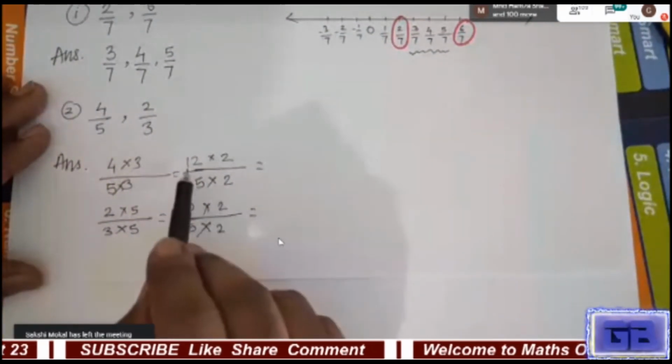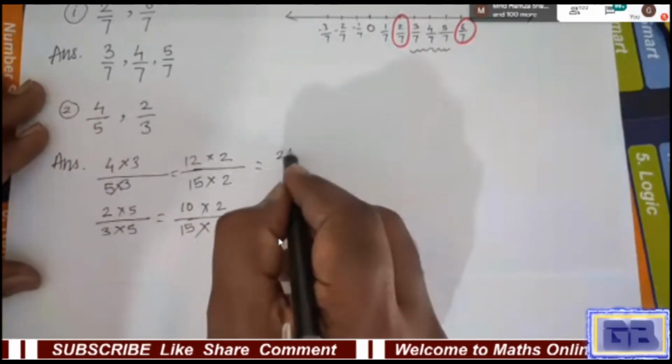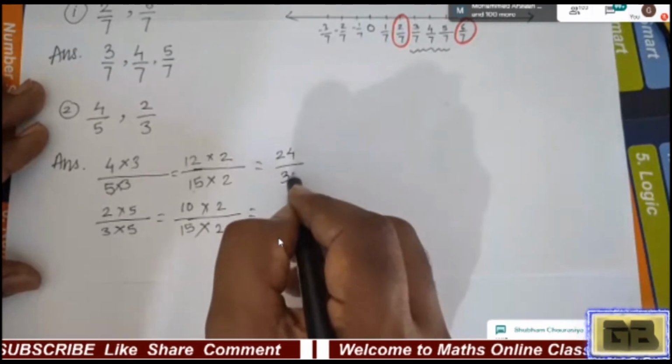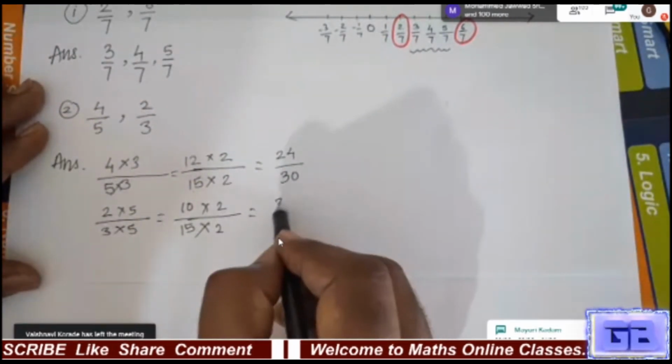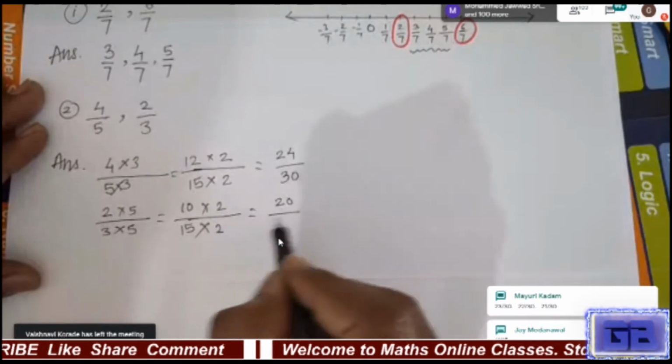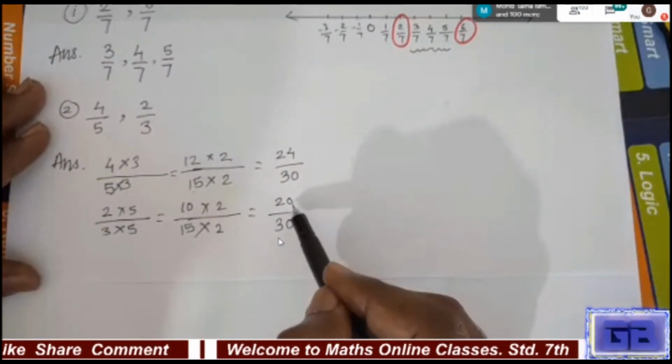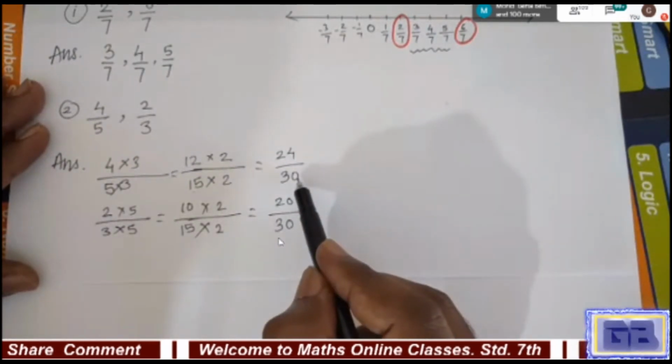Put equal sign. 12 times 2 is 24, 15 times 2 is 30, 10 times 2 is 20, and here again 15 times 2 is 30. So here we have 20 by 30 and 24 by 30.